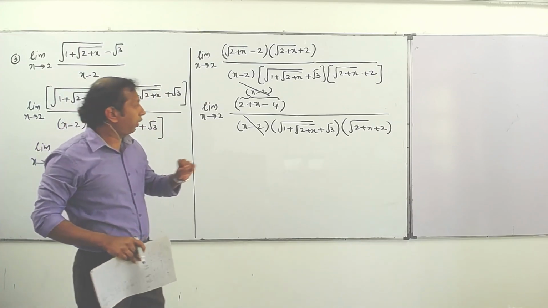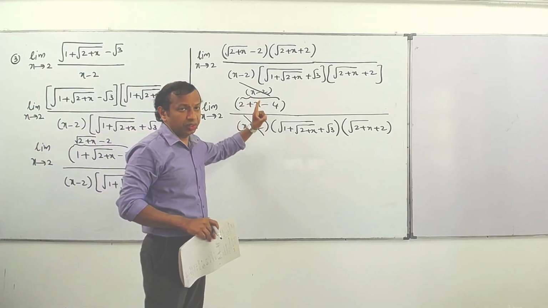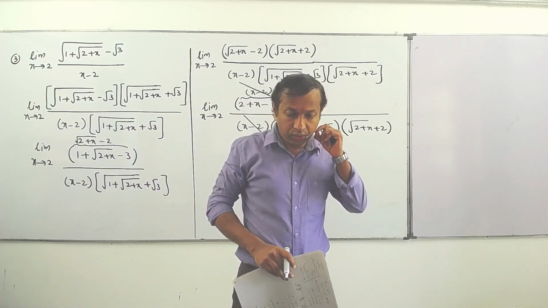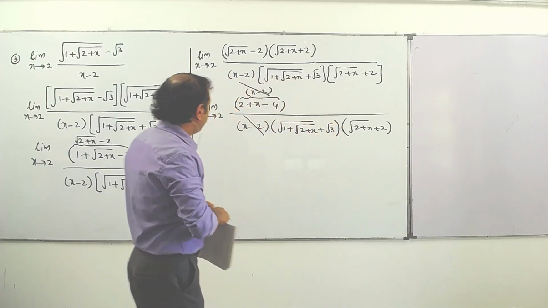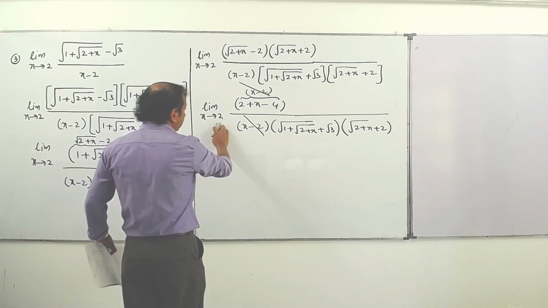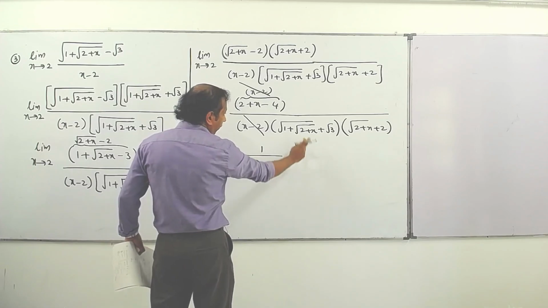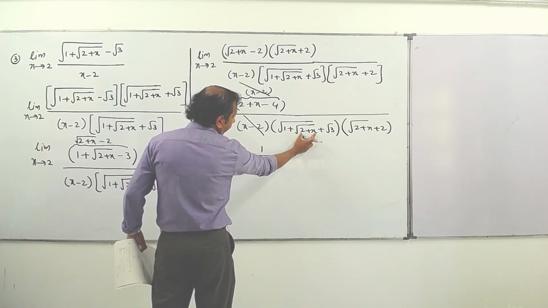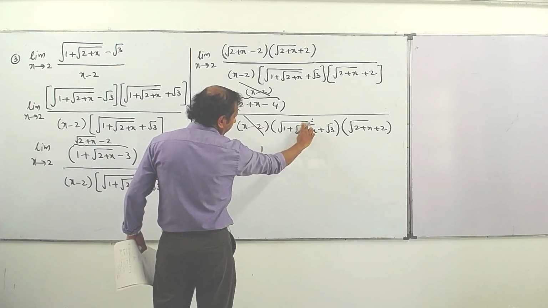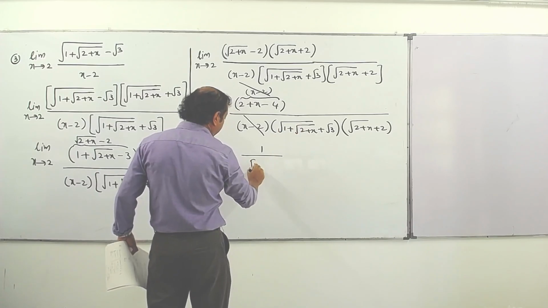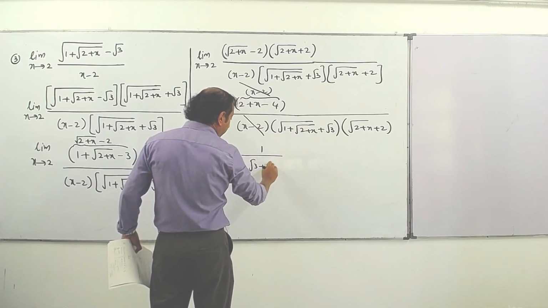Until cancellation of this x minus 2 with the x minus 2 in the numerator, we don't put x equals 2, right? That is the usual way of thinking here, right? Now put x equals 2 for every x. Numerator 1 now. Here when you put 2, we get 4. Square root of 4 is 2. That 2 and this one is square root 3, and here also square root 3.